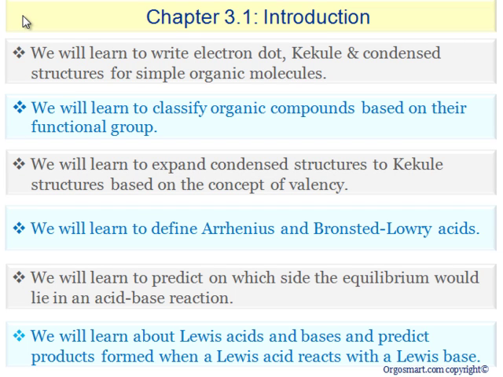In this chapter, we will discuss additional introductory topics that are vital for the understanding of structural and mechanistic organic chemistry. We will learn to write electron dot, Kekule, and condensed structures for simple organic molecules. We will learn to classify organic compounds based on their functional group. We will learn to expand condensed structures to Kekule structures based on the concept of valency.